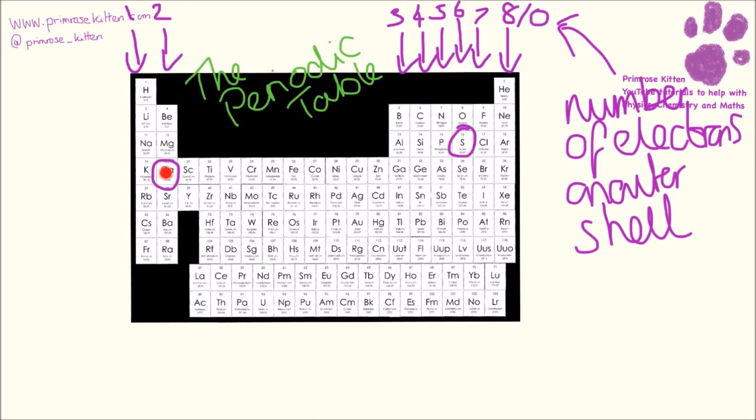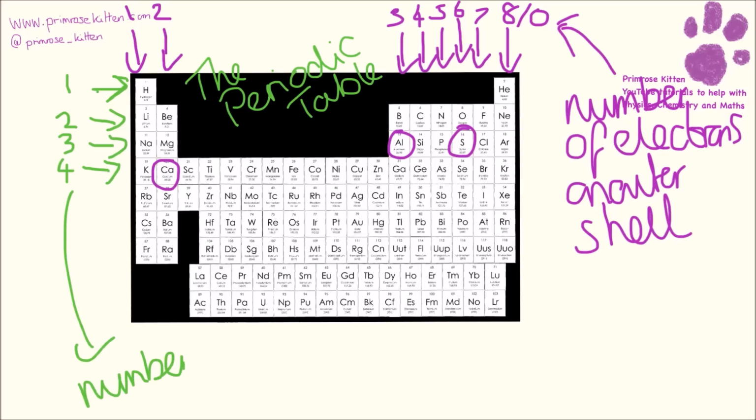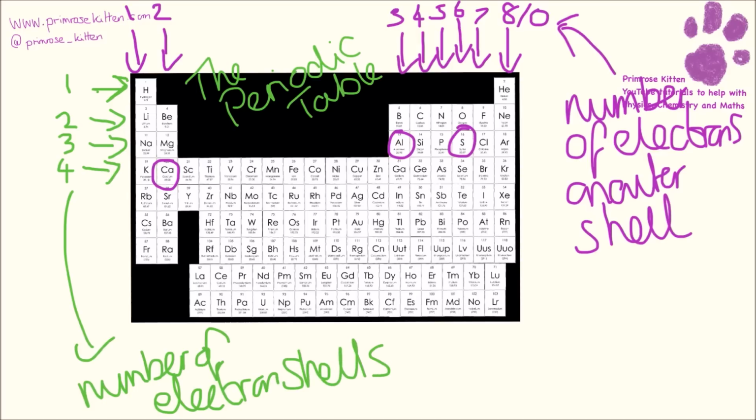We can see that calcium is in group 2, so it is going to have 2 electrons on its outer shell. Aluminium is in group 3, so it's going to have 3 electrons on its outer shell. Going across, we have the periods. Now, don't forget hydrogen and helium at the top there. 1, 2, 3, 4. Now, the periods tell us the number of electron shells. So we can see that magnesium is going to have 3 electron shells, and it's going to have 2 electrons on its outer shell. We can see that phosphorus is going to have 3 electron shells and it's going to have 5 electrons on its outer shell.